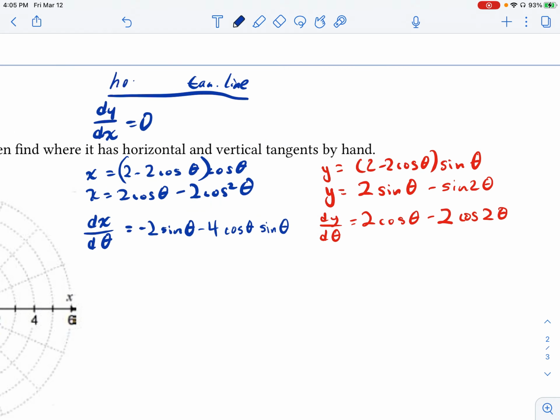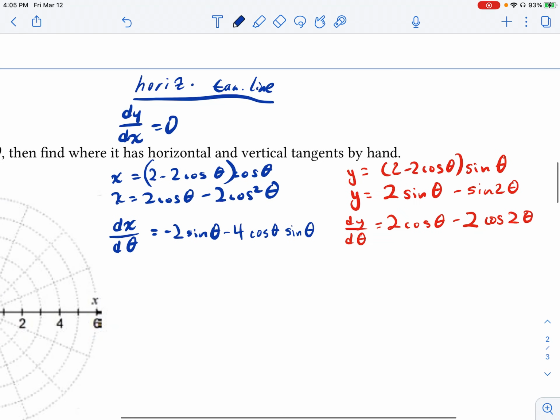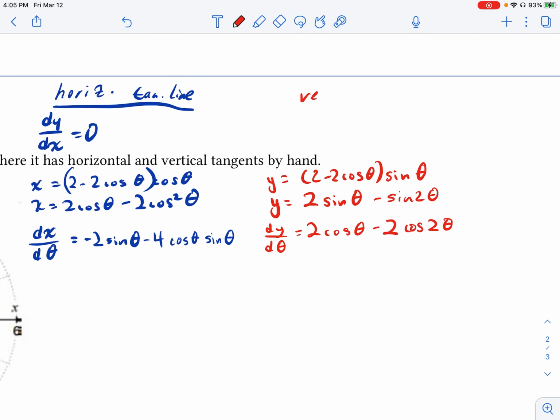All right, so we got a horizontal tangent line. All right, here we go. So horizontal tangent line is when the numerator is equal to 0. Okay, I think I'm square now. All right, now we have the vertical tangent line, okay?